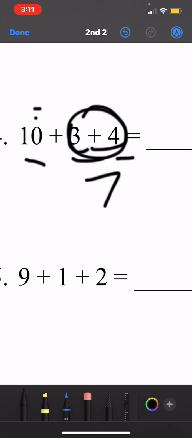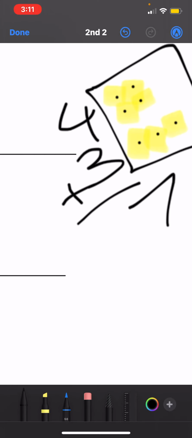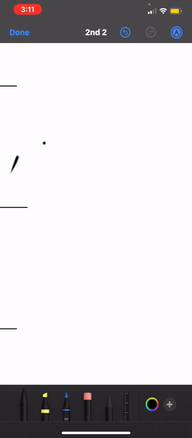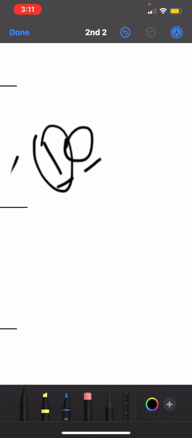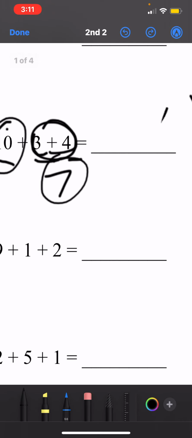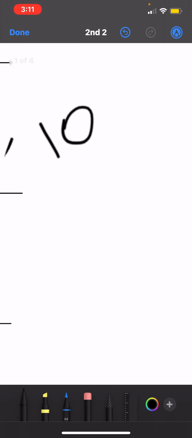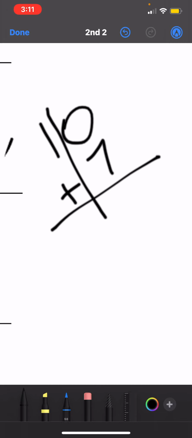Now our next goal is to add 10 with 7. Now you see 10 has 2 digits, a 1 and a 0. The 1 is in the tens place and the 0 is in the ones place. Now if you look at the number 7 here, 7 is in the ones place. So I am going to line up with the ones place right here like this.